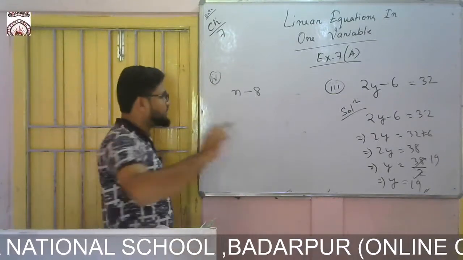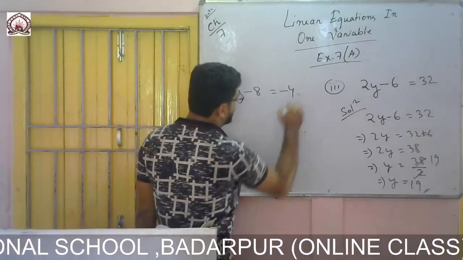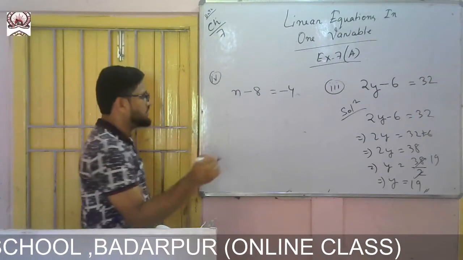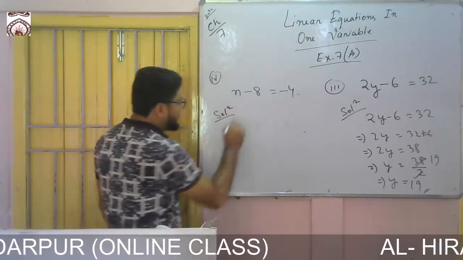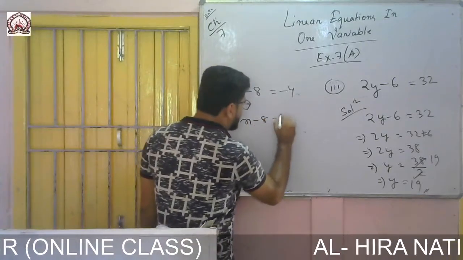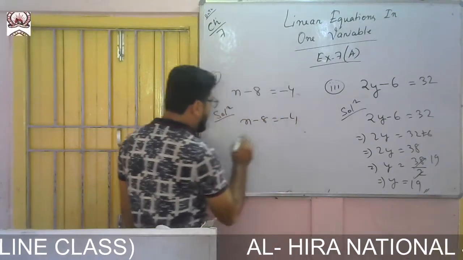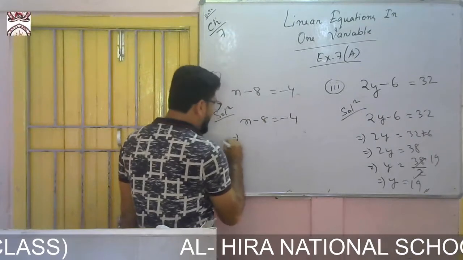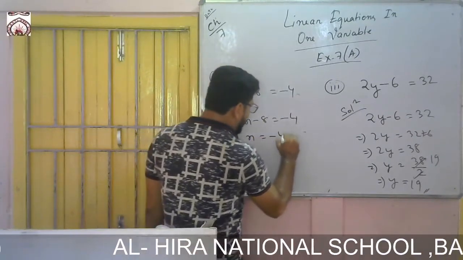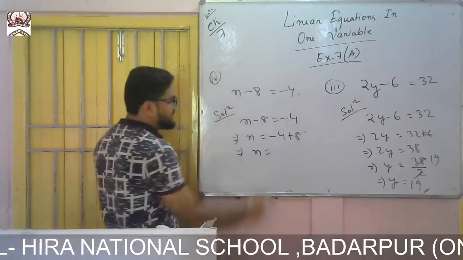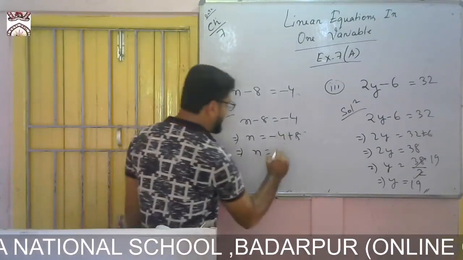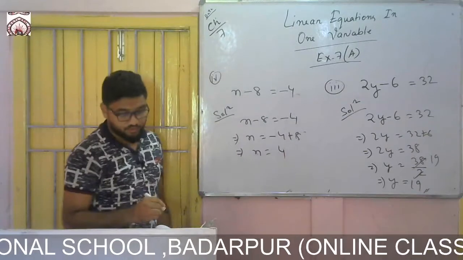So 8 is taken away from the number n. The result is minus 4. That means equals to minus 4. Now solution. So n minus 8 equals minus 4. Now n equals minus 4 plus 8. Then n equals 8 minus 4, which is 4. So it is plus 4. Answer.